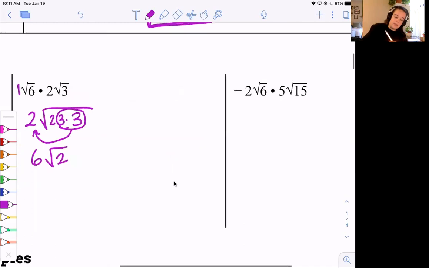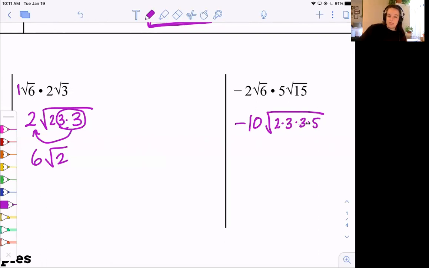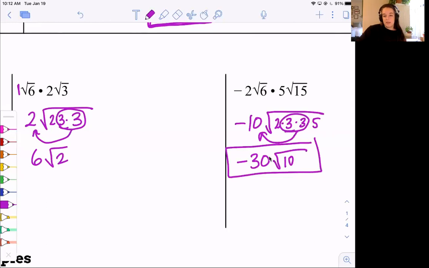For my third option, our third example, I have negative 2 times 5, negative 10. A more helpful version of 6 is 2 times 3. I have 15. A more helpful version of 15 is 3 times 5. All right, so you can see I have 6 here and 15 here. I have a pair of 3s. So those 3s can move to the outside. I have negative 30 now as my coefficient. And then 2 times 5, putting back together to be 10, like so. So I should have that as my answer there.